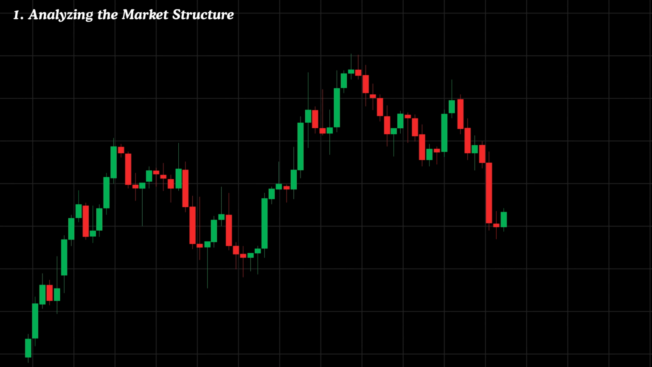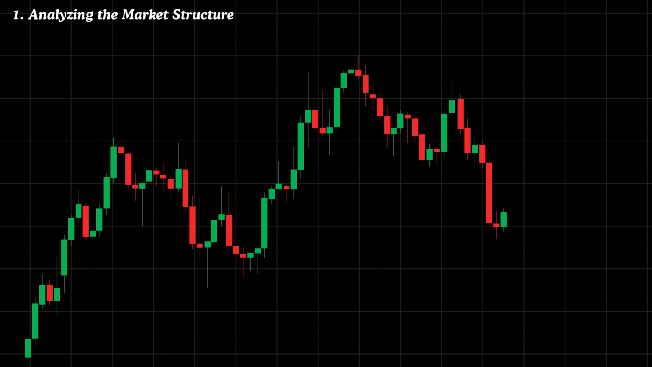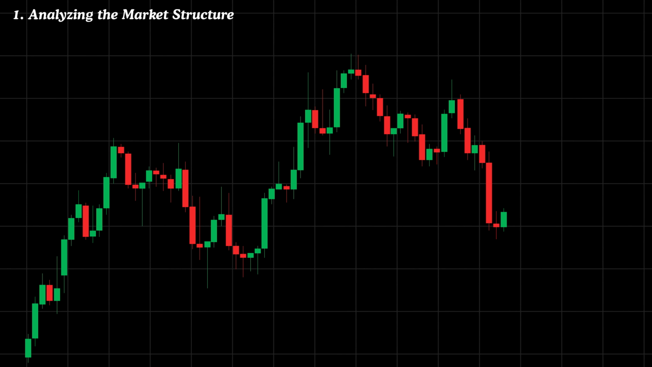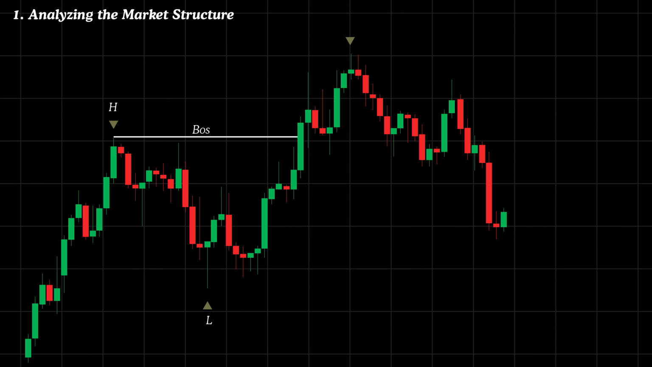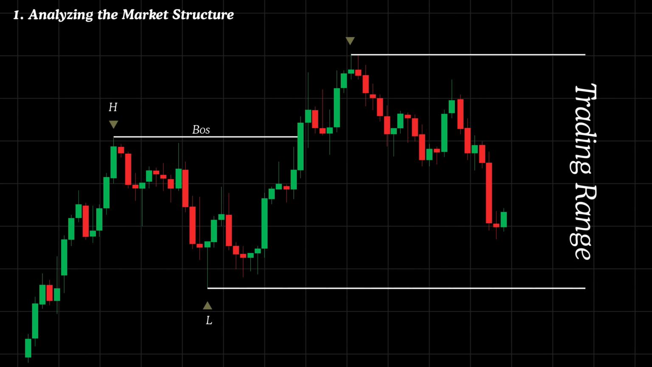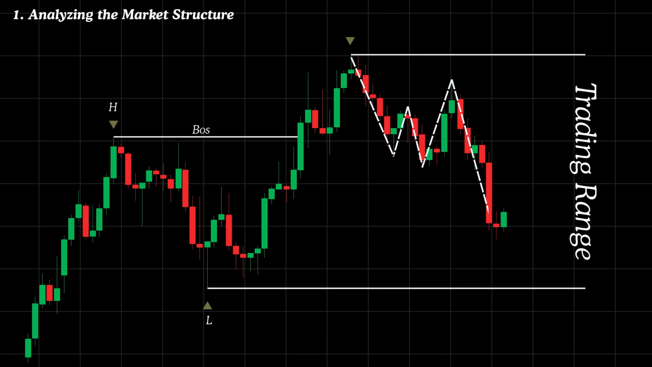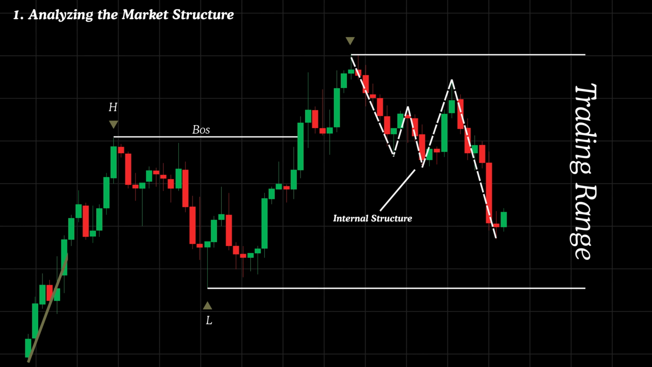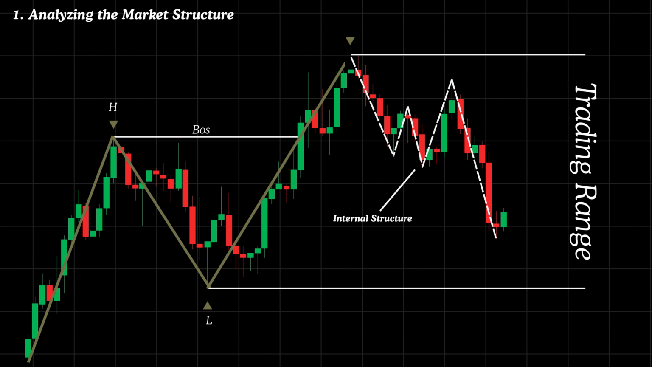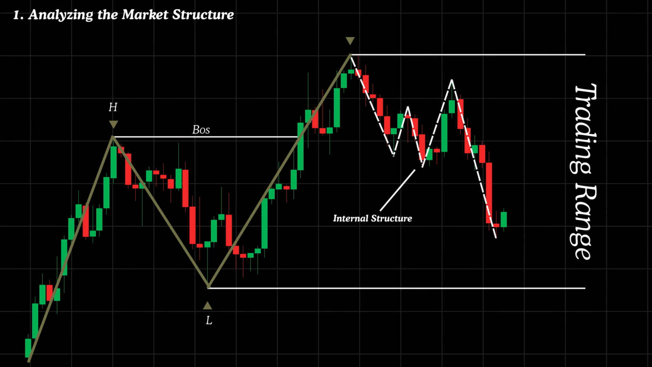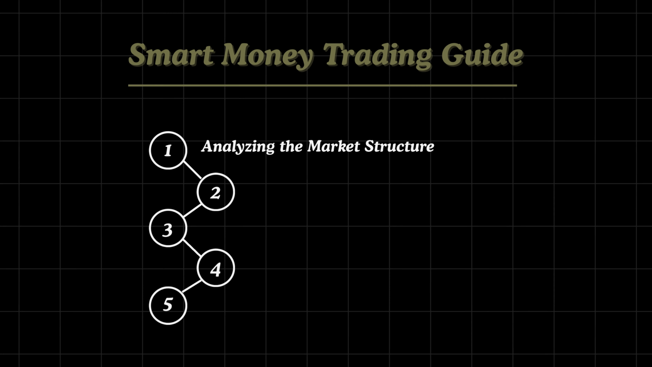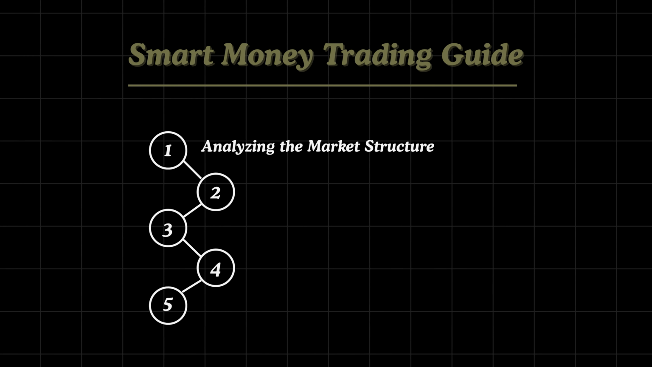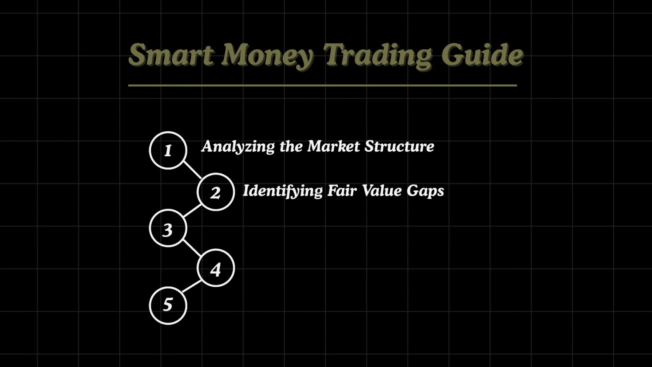But don't be misled. Let's apply the same market structure framework. Here we have the most recent break of market structure, so we'll mark the swing high, swing low, and define the trading range. Every formation inside this range is treated as an internal structure, while the overall direction remains bullish. That completes the first step, analyzing the market structure to determine the direction and trading range. Now, let's move forward to the next step, which is identifying fair value gaps.